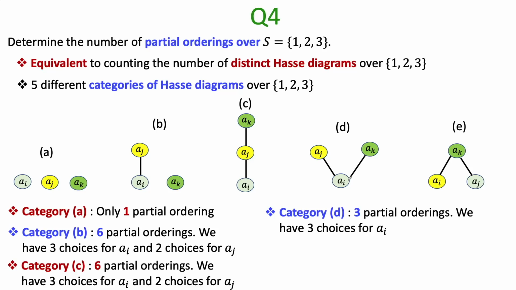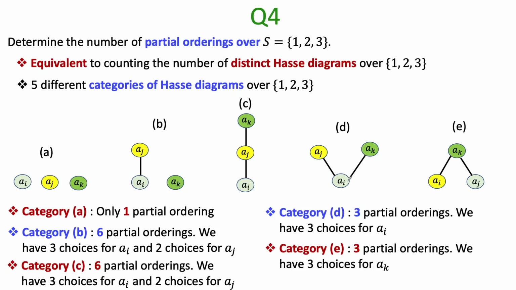And your last category is when you have only the greatest element, namely AK, and 2 minimal elements, AI, AJ. In this category, you can have 3 partial orderings depending upon the choice of your greatest element. The greatest element could be either 1 or 2 or 3. Once you have decided what your greatest element is, it doesn't matter what AI and AJ are. They are going to be the remaining 2 elements. Okay. So if I now count all the different partial orderings under various categories, I get 19 different relations over the set 1, 2, 3, which will be reflexive, antisymmetric, and transitive.